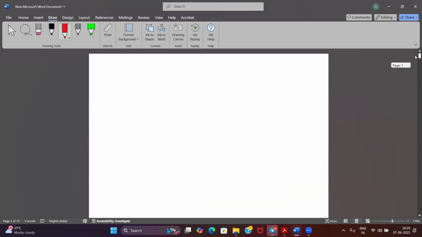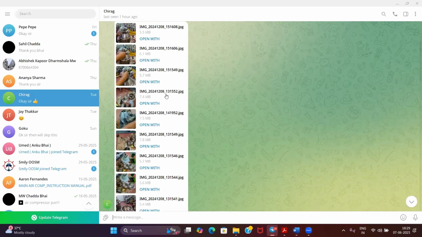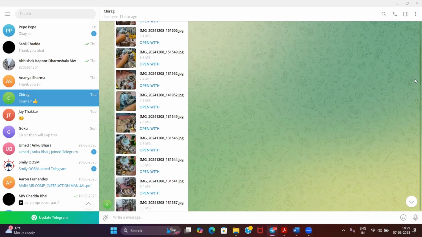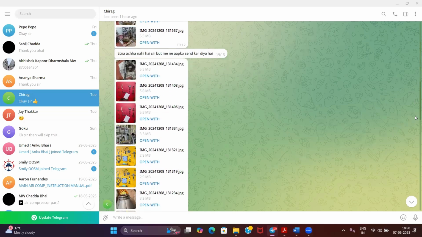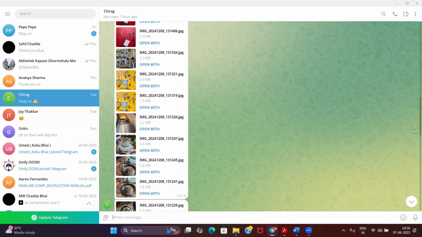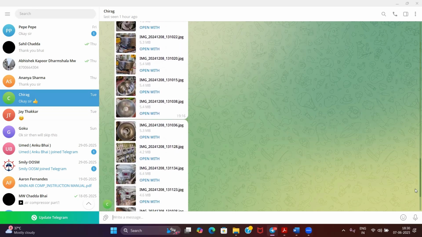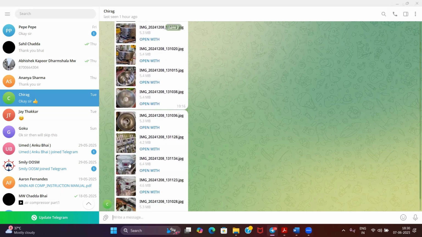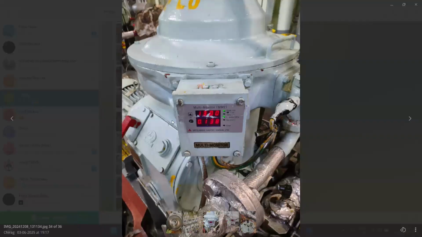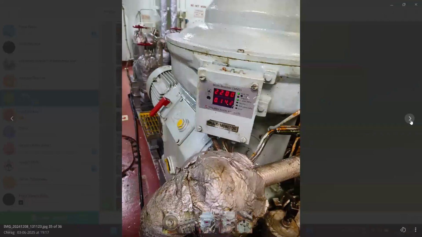Okay, I don't have it here, sir. Hold on. This will work now. Thank you for this, Chirag. Is there any purifier photo with assembled one like this? Not in this one.